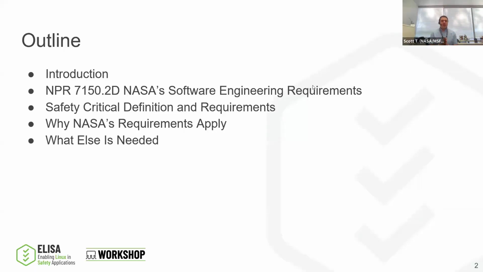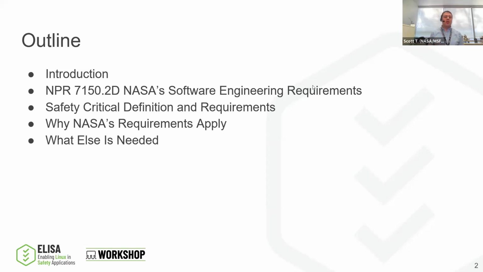Just to give everyone a little bit of outline, I have a little bit of an introduction. We'll go through a little bit of 7150.2, which is NASA software engineering requirements. We'll talk about how NASA defines safety critical, and also some of the requirements that we apply once it's defined as safety critical. We'll also talk about why NASA's requirements apply in this space, because everyone's going to think differently and say, hey, DoD does stuff differently. And then kind of what else is needed.